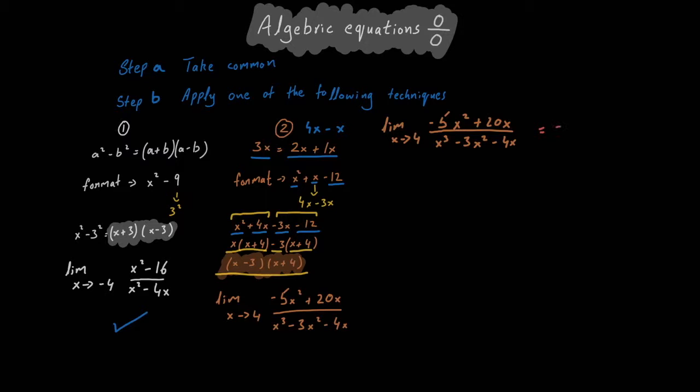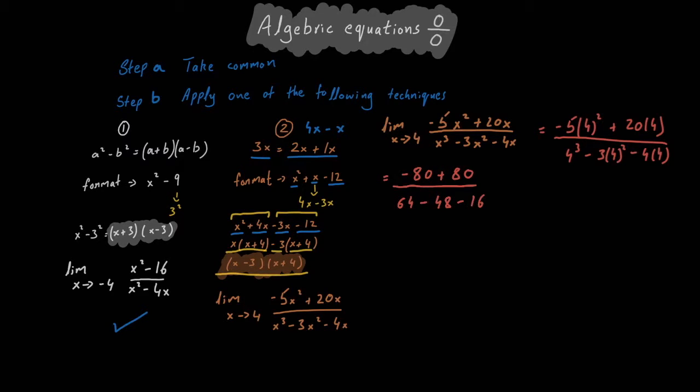So this will become negative 5 into 4 squared plus 20 into 4, divided by 4 cubed minus 3 into 4 squared minus 4 into 4, which is negative 80 plus 80 divided by 64 minus 48 minus 16, which comes out to be 0 divided by 0. Now as the answer is 0 divided by 0, we know that we need to apply one of the manipulation techniques. Step A is to simply try taking common, so we will do that.